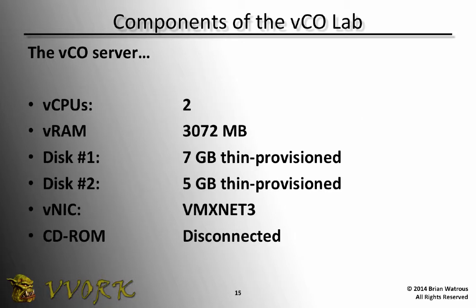The VCO server, when we deploy it, by default is going to have 2 virtual CPUs, 3 gigabytes of virtual memory, which is below the 4 gigabytes of physical memory that the host itself has. The VCO server virtual appliance will have 2 virtual disks. They're not that large and they're thin provisioned, so we should be pretty good there. Not a lot of concern about disk space. In terms of networking, the VCO server virtual appliance is going to be equipped with a VMXNet3 virtual NIC, and once again a virtual CD-ROM drive, but that CD-ROM drive will be disconnected.